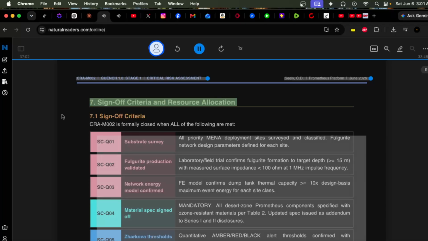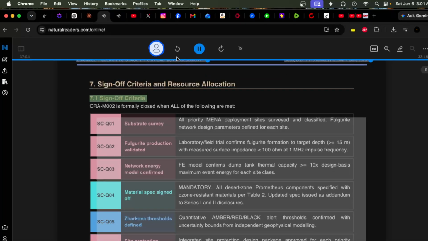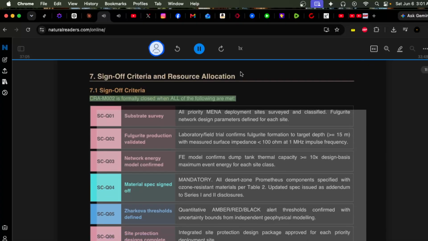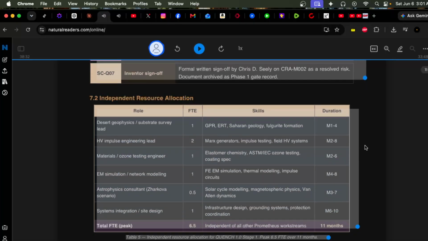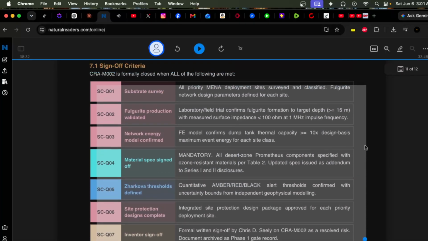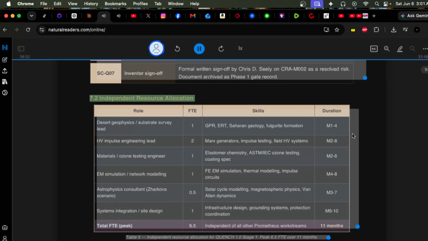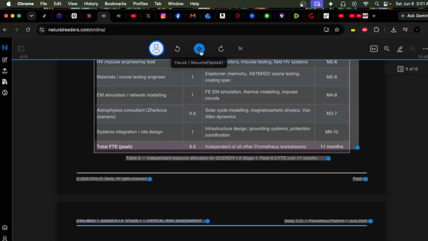7. Sign-off criteria and resource allocation. 7.1 Sign-off criteria. CRAM002 is formally closed when all of the following are met. 7.2 Independent resource allocation. Formal risk assessment sign-off.